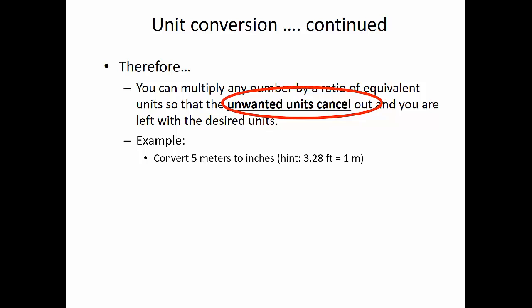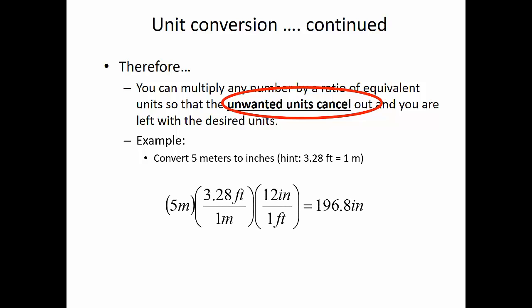For example, if we wanted to convert 5 meters to inches, and we know that there are 3.28 feet in 1 meter, we could write this by putting down our 5 meters first, putting in a conversion factor of 3.28 feet per 1 meter, which equals 1. 3.28 feet divided by 1 meter equals 1.